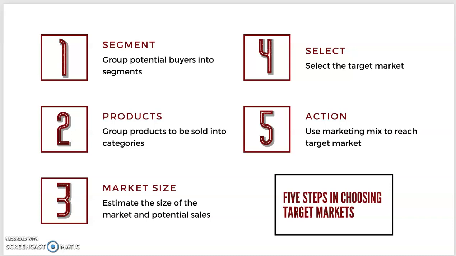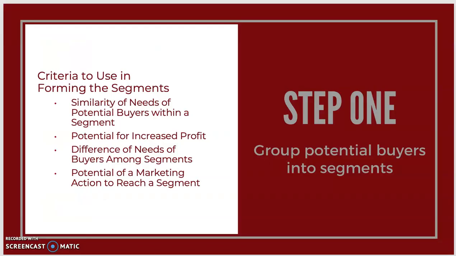First, you're going to segment your market. Second, you're going to group the products as to which these can be segmented. You're going to estimate your size of the market, and then you're going to choose it, and then you're going to take action. So first, we're going to group potential buyers into segments.